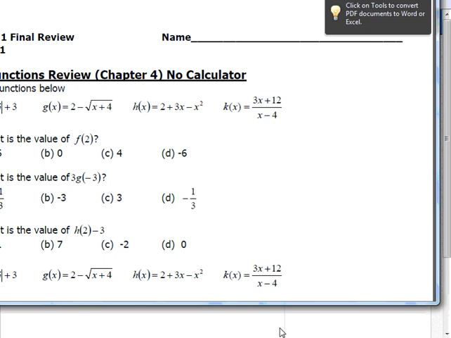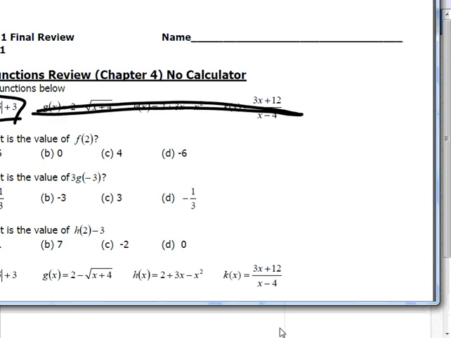So here's the first problem of it. What is the value of f of 2? Well, that's easy. I just use the f function. Notice I don't need any of these functions because I'm doing f of 2. So then I stick in a 2. And then 2 minus 5 is negative 3. Absolute value of that is 3. 3 plus 3 makes 6. There it is.